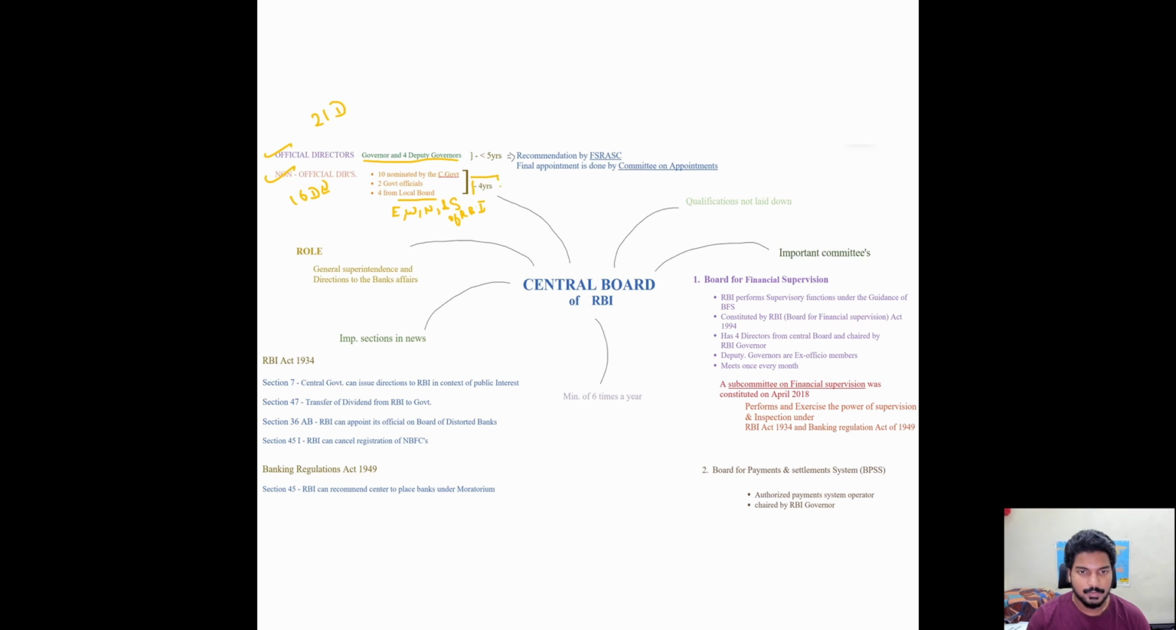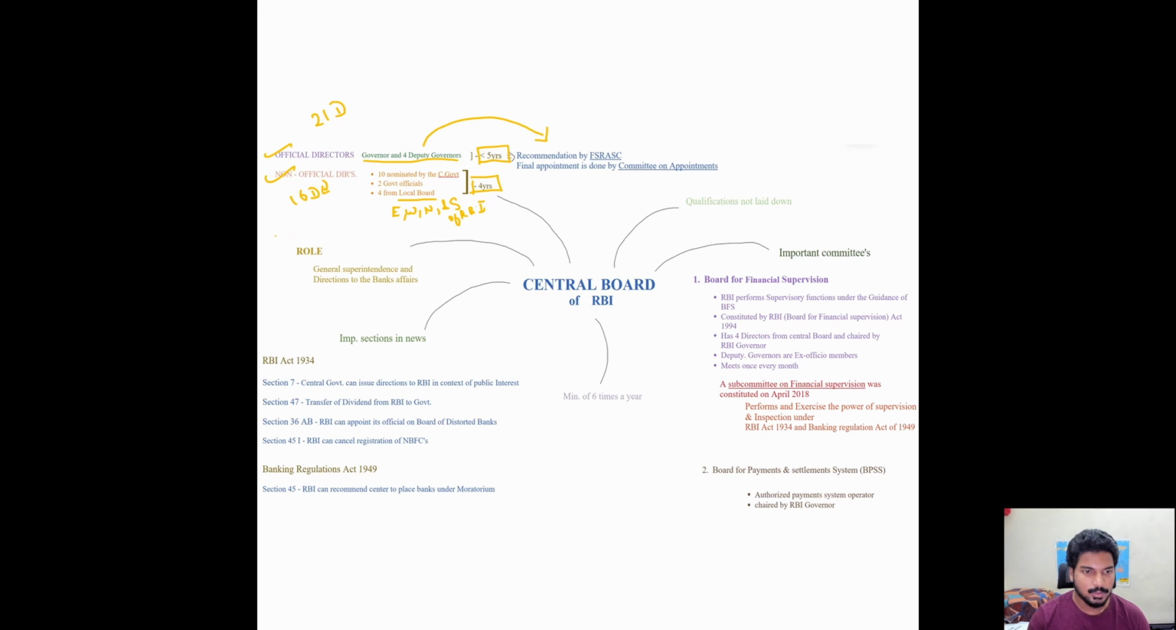Then the term for non-official directors is 4 years and for official directors it is less than 5 years. Another important thing we have to remember is that the official directors, that is the governor and the deputy governors, are recommended by the FSRASC, that is the Financial Sector Regulatory Appointment Search Committee, and the final appointment is made by the central government through the Appointments Committee. So these are the things.